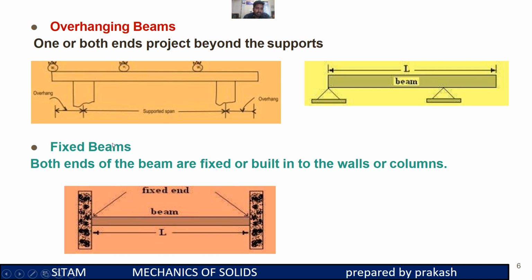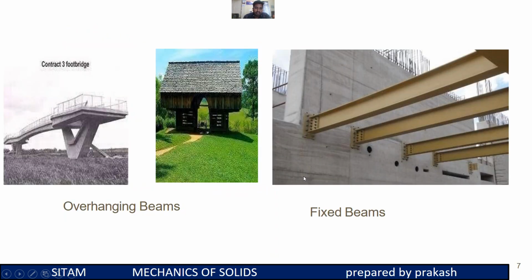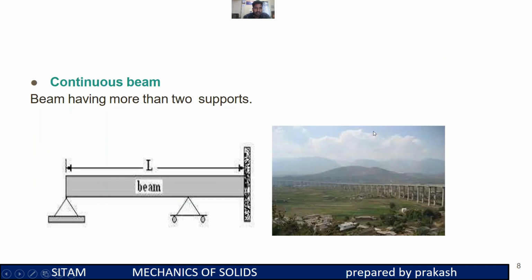Coming to the fixed beams, here both the ends of the beam are fixed, or simply built into walls or columns. The best example for overhanging beams is this, and this is the example for fixed beams. And next, continuous beams. Beams having more than two supports are called continuous beams. The best examples are bridges.